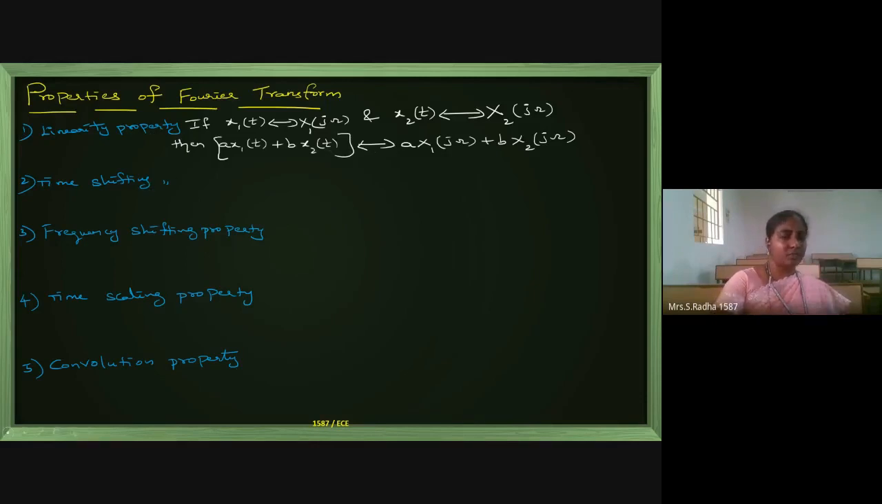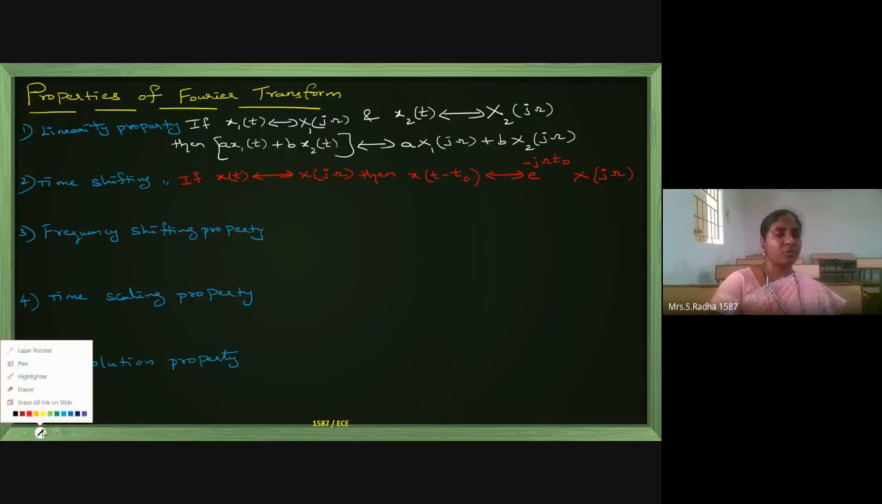Now I am going to time shifting property. If x of t is a signal, it is having Fourier transform x of j omega. Then time shifting property means in time domain we are having a small shift in the signal. Frequency domain, it will be e power minus j omega t naught into x of j omega. That x of j omega will be as it is. The shift will come in terms of one exponential factor.